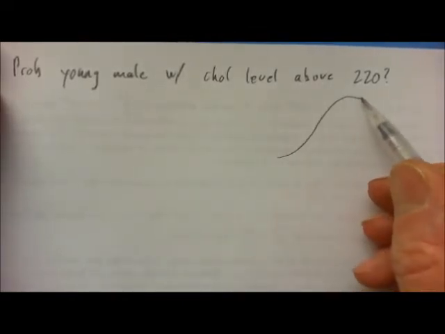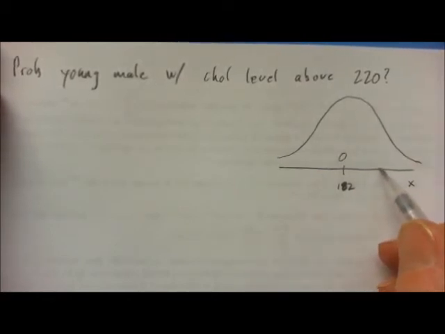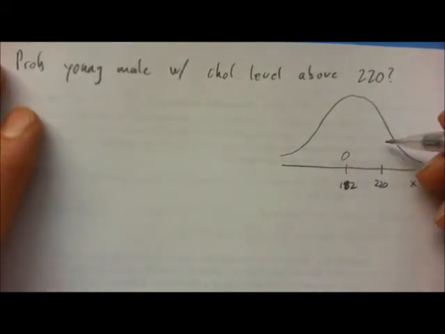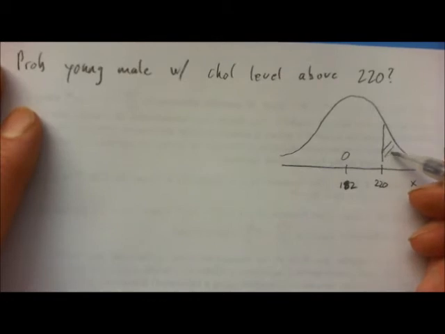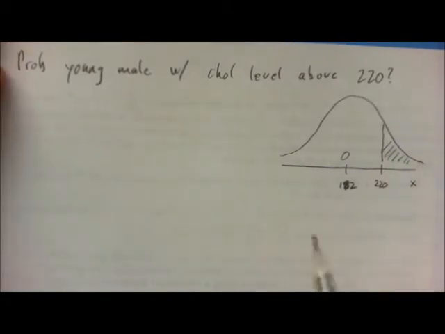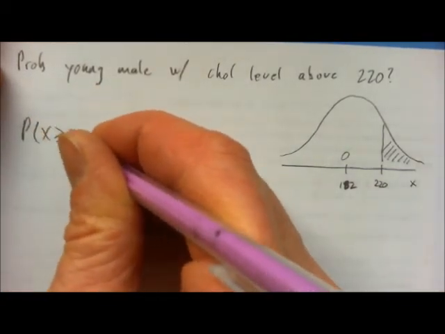Okay, so looking at the picture for this, here's our 182 again for our data value. So that's an x, and that corresponds to a z of 0. 220 is going to be up here somewhere. In fact, we worked with 220 a little bit earlier. And we're looking for the probability of having a cholesterol level above 220. So we could write that symbolically, that we want the probability that x is greater than or equal to 220.